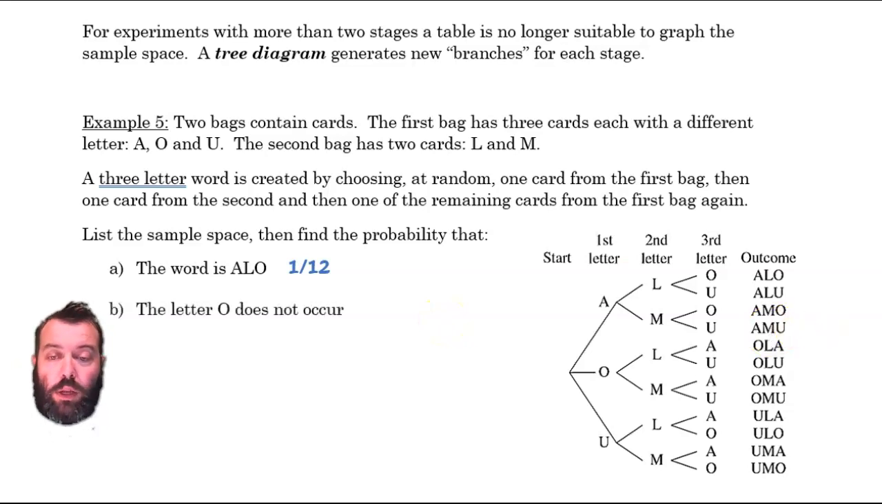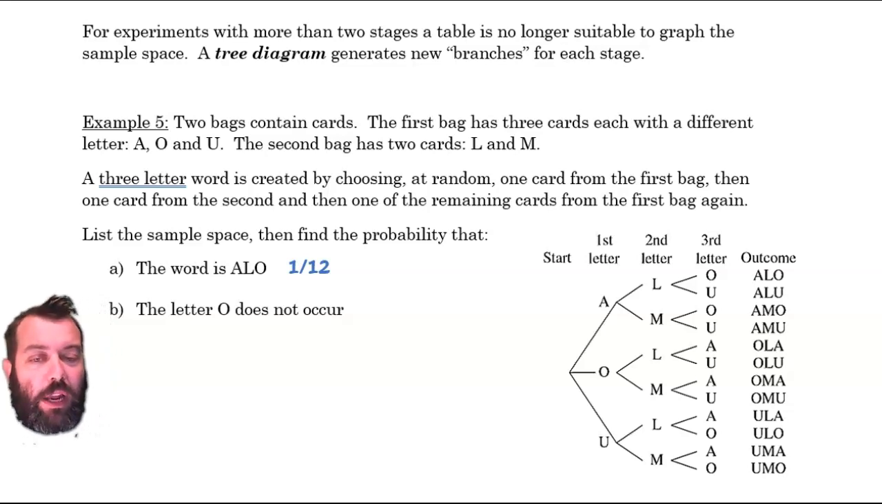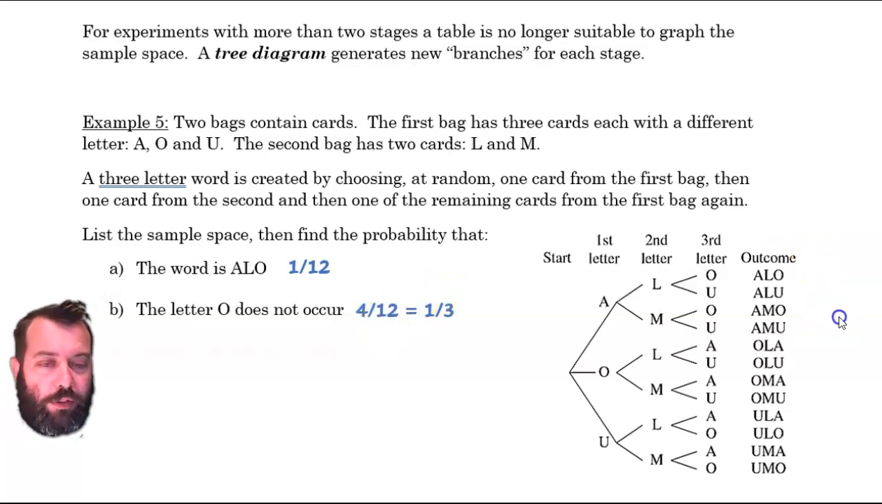Now, the question doesn't end there. What about the probability that the letter O doesn't occur, that the letter O stays in the bag? Well, it's not this one, it is this one. So 1, and if you're in an exam, I'd probably highlight these or something. 1, 2, 3, 4. So there are 4 words that don't have an O in them. And 4 out of 12 is 1 over 3.